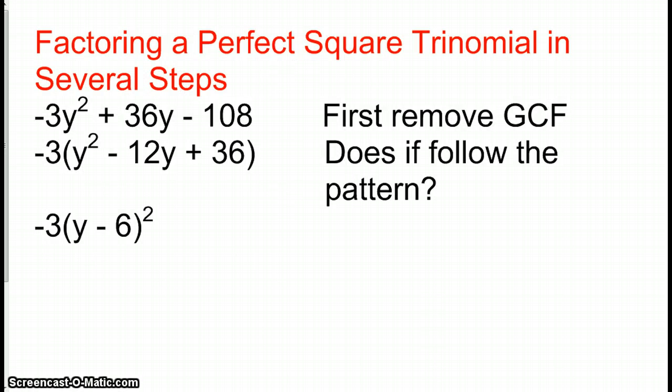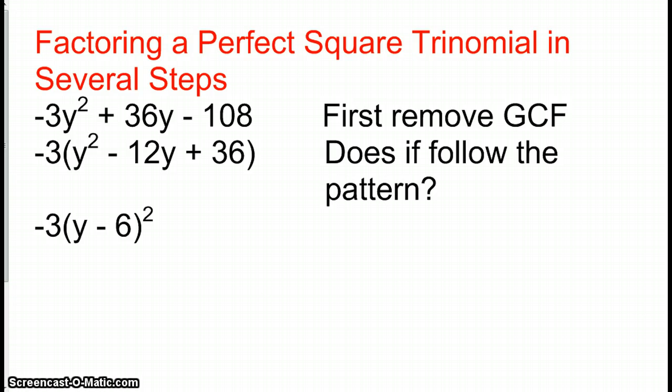Sometimes you have to take more than one step to factor a perfect square trinomial. We've seen this before in previous sections. It's not obvious to see the pattern until you take out the greatest common factor. So in this case, you see negative 3y squared plus 36y minus 108. The first thing you do is take out the greatest common factor. And remember, whenever you have a negative before the first term, you have to remove that anyway. So let's factor out the negative 3. That's negative 3 times the quantity y squared minus 12y plus 36.